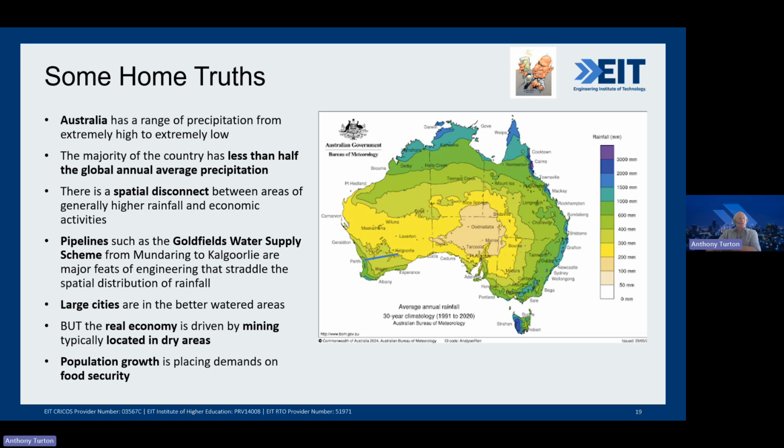And that's the Kalgoorlie pipeline. This is a pipeline that comes from a dam in Mundaring, in Perth here, a little bit north of Perth. I was there just about 2 weeks ago, and they've built a pipeline almost more than a century ago.